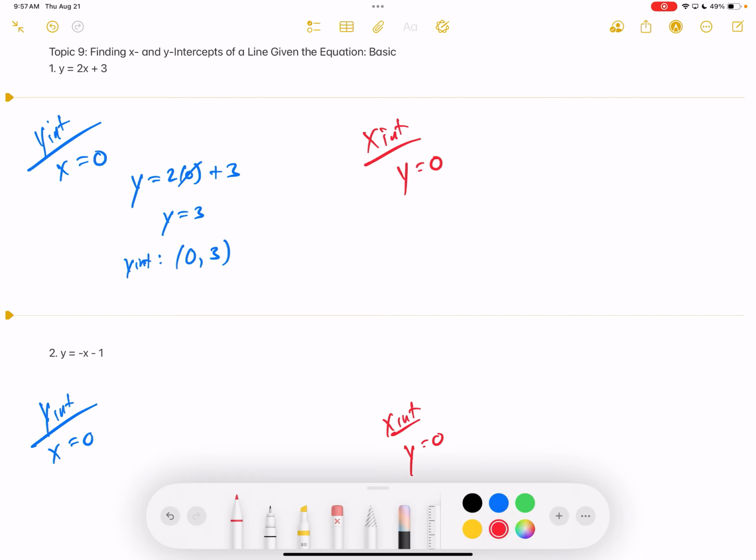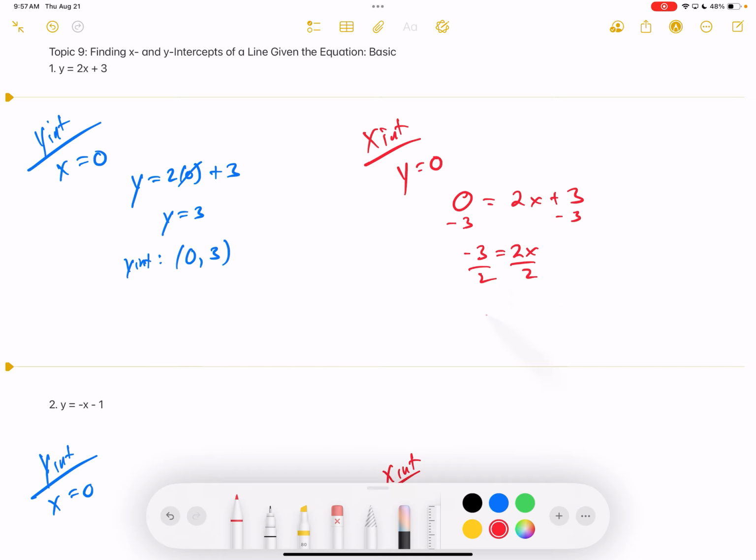When it's in y equals mx plus b, the x-intercept's a little harder to find usually, but not terrible. So on the x-intercept, we make y be 0. So I put a 0 in for my y, and I'm going to solve for x. So to get x by itself, I'm going to subtract 3 from both sides, and then divide by 2. So negative 3 halves equals x. So my x-intercept is (negative 3 halves, 0). Which is fine. We don't have to graph this, so it's fine if there's a fraction.